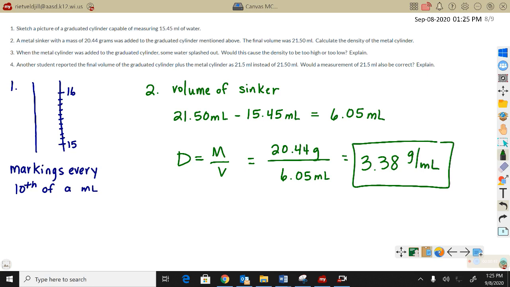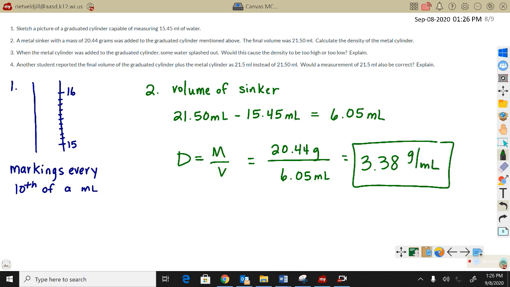Number 2, a metal sinker with a mass of 20.44 grams was added to the graduated cylinder mentioned above. The final volume is 21.50 milliliters. Calculate the density of the metal cylinder. So we first have to find the volume of the sinker, and so we'll just subtract final and initial volume to get the volume of the sinker. If the first cylinder had 15.44 milliliters of water and the final volume with the metal piece was about 21.50, the difference is 6.05, and that would have been the volume of the metal piece.